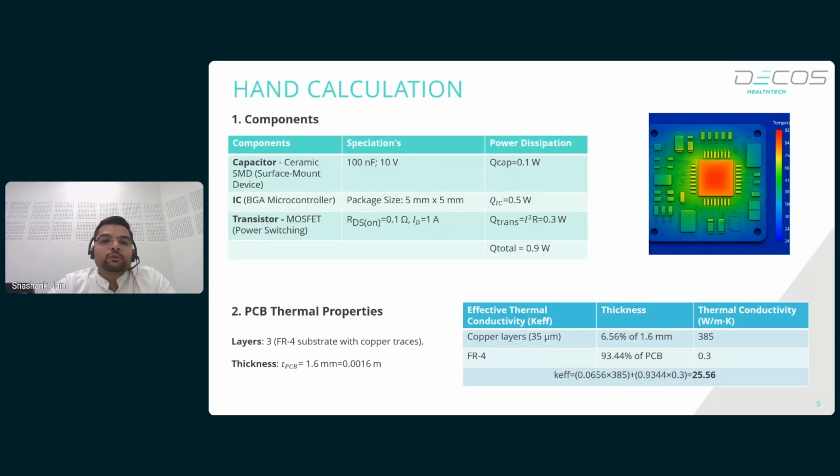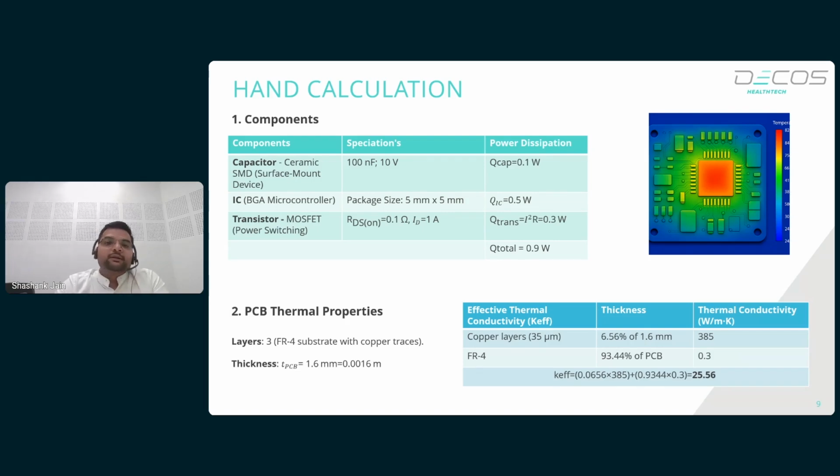Now, let's move on to discuss an example on how we can estimate the maximum temperature a PCB can attain due to various SMD components. For that, I have included a small case study of hand calculations where I am considering a 1 inch by 1 inch PCB which is mounted by a capacitor, an IC, and a transistor.